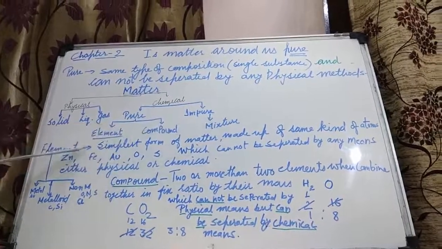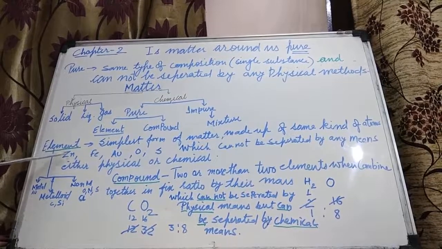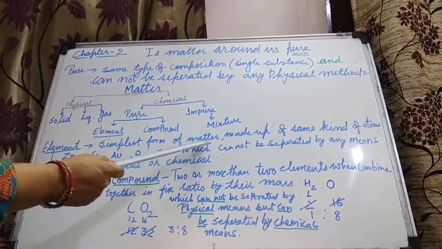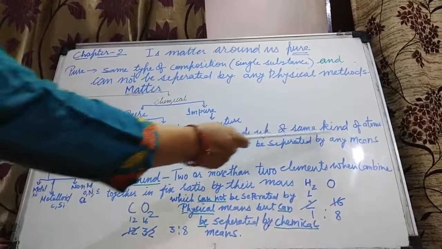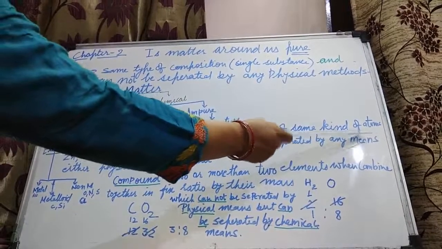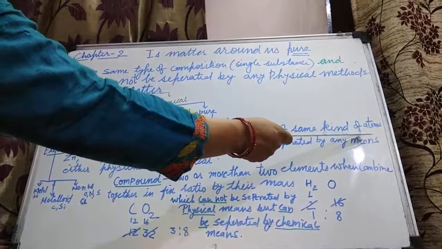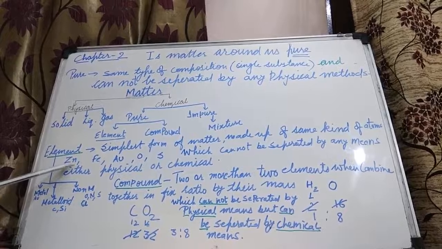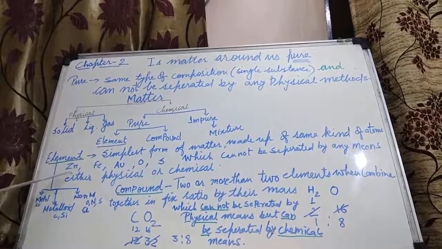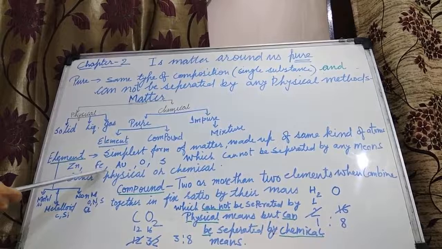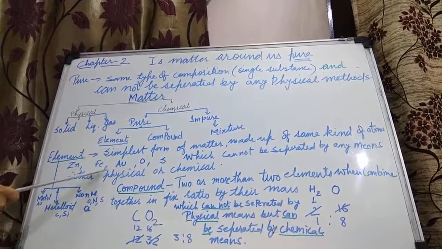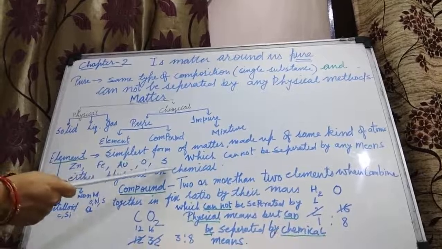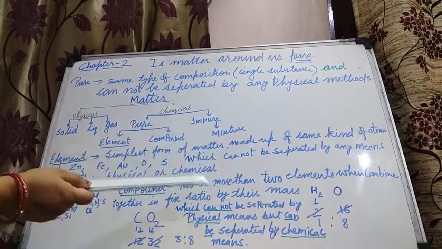Firstly, I'm taking element. What is it? Simplest form of matter made up of the same kind of atoms. Only a single type of atom is there. Like if we are taking zinc metal, only zinc atoms are there. If I am taking iron, only iron atoms, if present, then it is an element. Gold, oxygen, sulfur, any element you know.